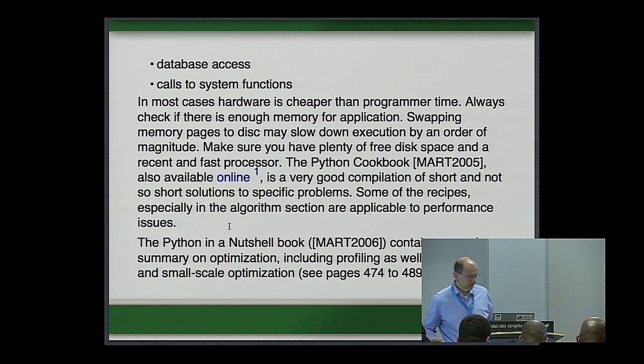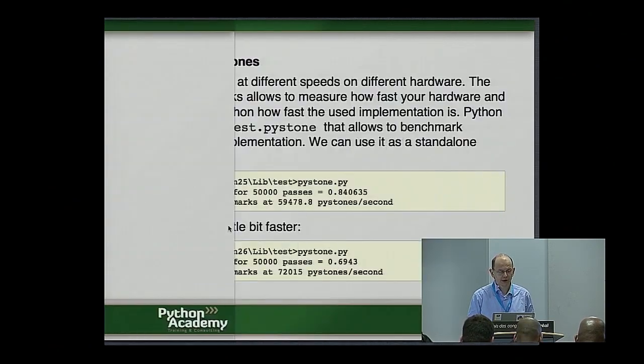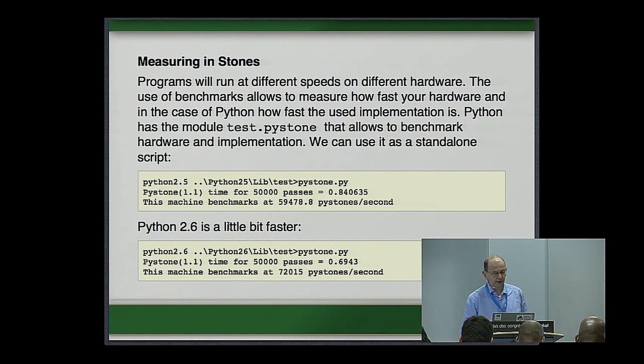OK, this is an introduction. So just assuming we have the case, something is slow, we want to optimize. That's what the whole tutorial is about. The first thing, and maybe the most important part in the strategy, is that you want to measure. You have to measure something. So you need to measure how fast things are.